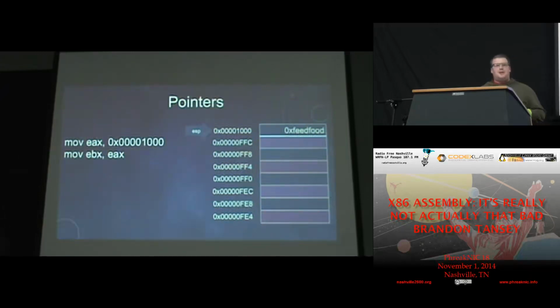In higher level languages, you have this notion of data types, whereas here we really don't, and I hope to illustrate that. So here we move hex 1000 into EAX. And hex 1000 is the address of the top of our stack. It's the address that points to feedfood. Then I move EAX into EBX. So the question is, what got moved here? What actually ends up in EBX is hex 1000. We moved the address of the value in memory, but we didn't actually move the value.